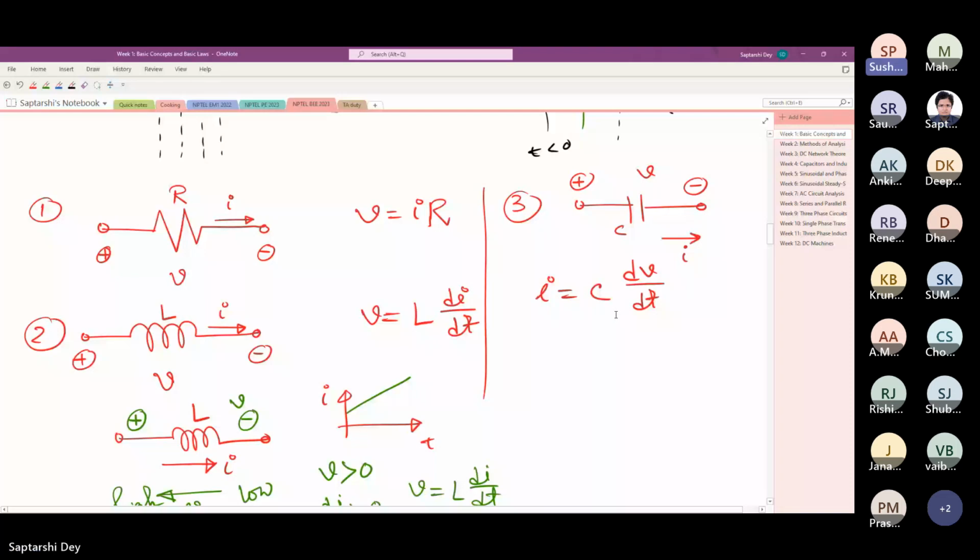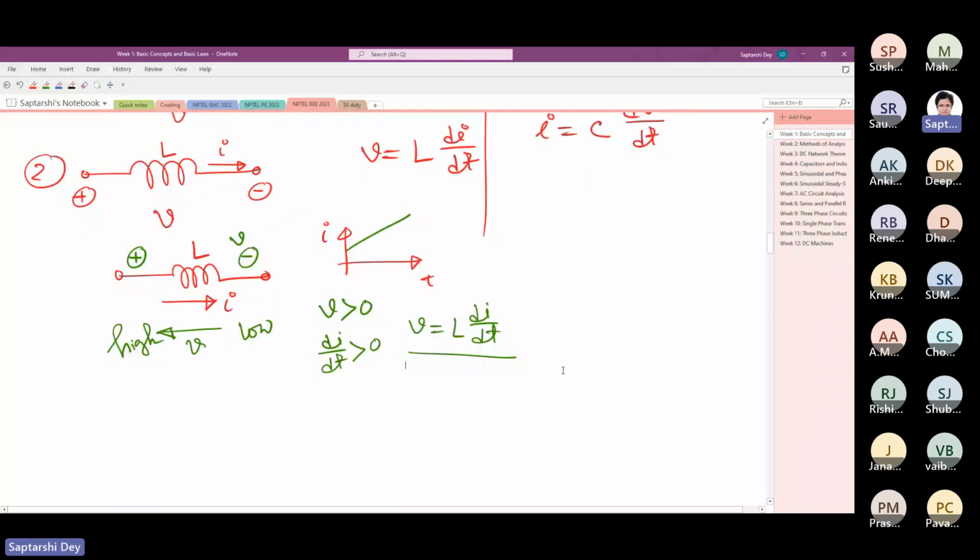How is it minimizing the current, sir? It is not minimizing, it is trying to resist. The current was increasing. Lenz's law said the inductor will do something so as to resist the increase in current. How will it resist? By giving an opposite voltage.